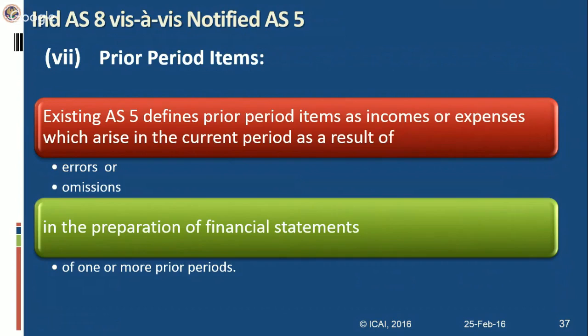But the definition of prior period, you should see clearly, is income or expenses which arise in the current period as a result of errors or omissions only. No frauds, only errors or omissions in the preparation of financial statements of one or more prior periods.